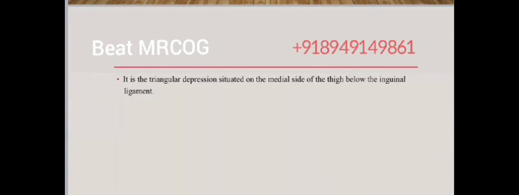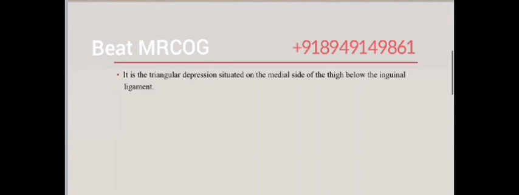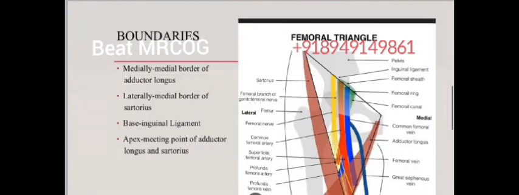Can anybody tell me what is the difference between the mid-inguinal point and the midpoint of the inguinal ligament? The mid-inguinal point extends from the anterior superior iliac spine to the pubic tubercle, while the midpoint of the inguinal ligament extends from the anterior superior iliac spine to the pubic symphysis. Can anybody tell me what are the boundaries of the femoral triangle?